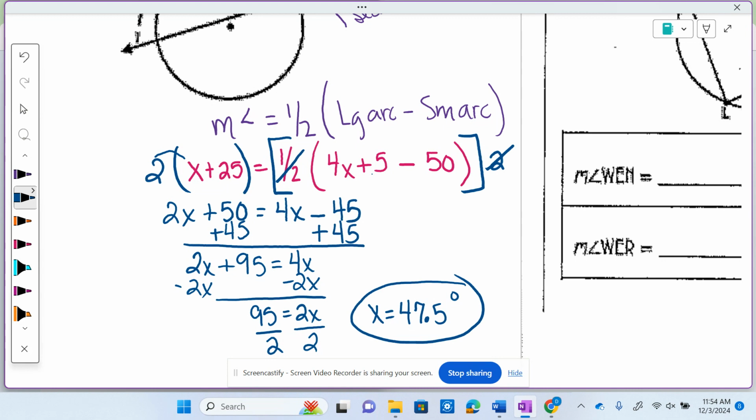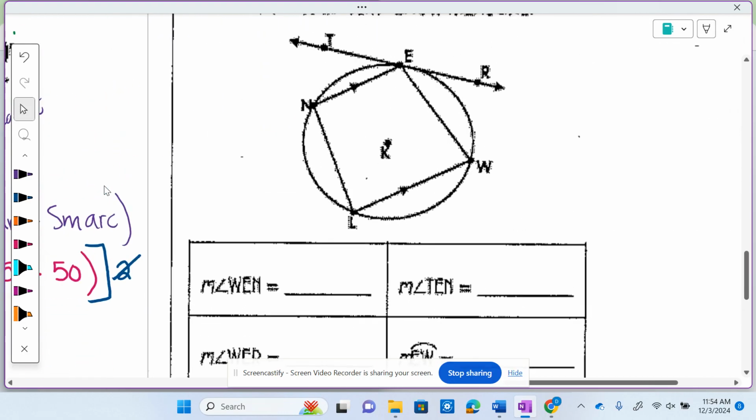Okay. How do we feel about that? That's just using those theorems, okay?